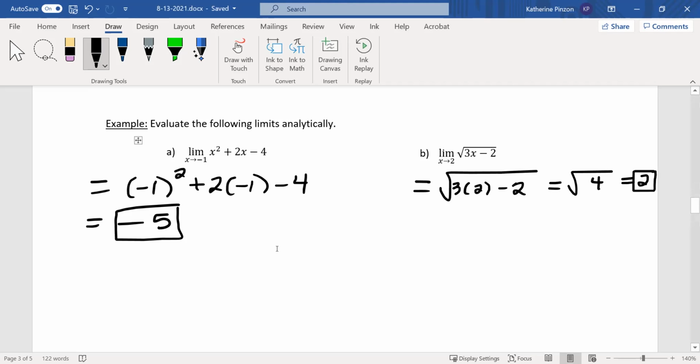Is it plus or minus 2? No, if the square root's already there, then they have to tell you whether it's positive or negative. If you take the square root yourself, then you have to put in the positive and negative.